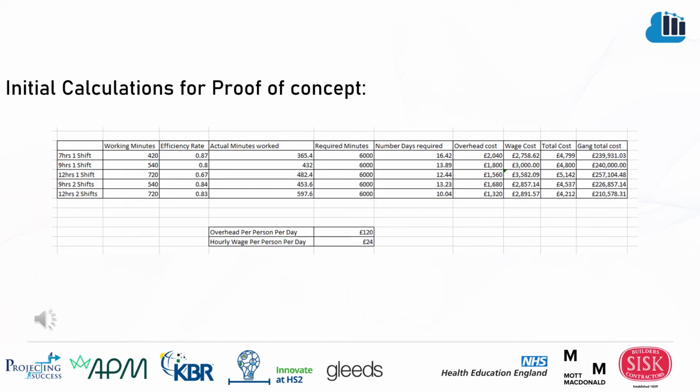Finally, we used the number of days required per shift pattern to calculate the overhead cost per person, the wage cost per person, total cost, and the gang total cost for the length of the task. The results of these calculations highlight the optimal shift pattern for the project.